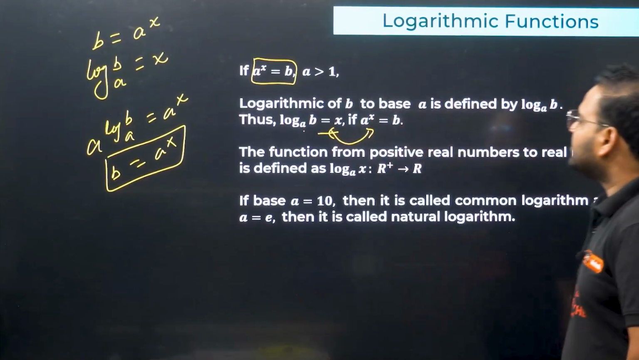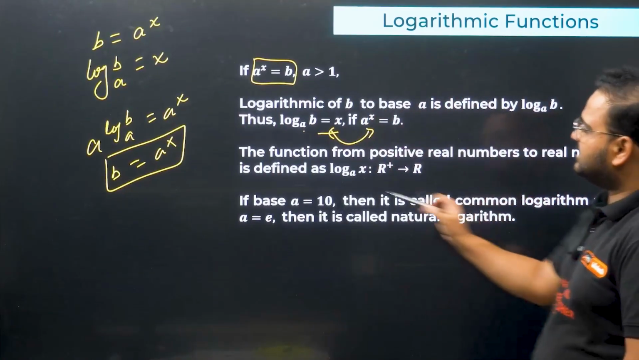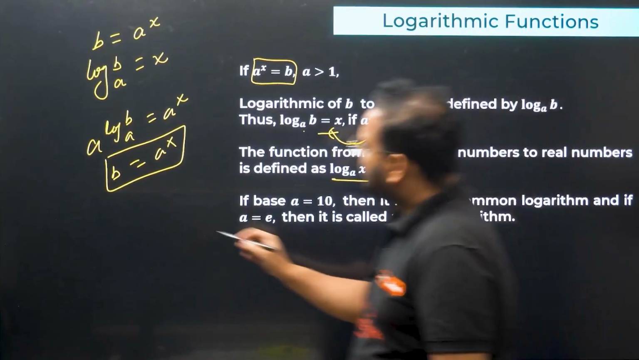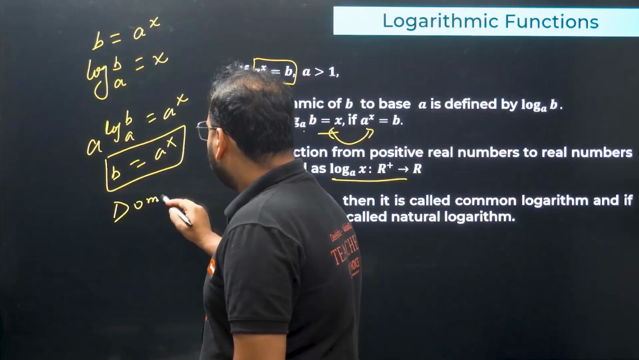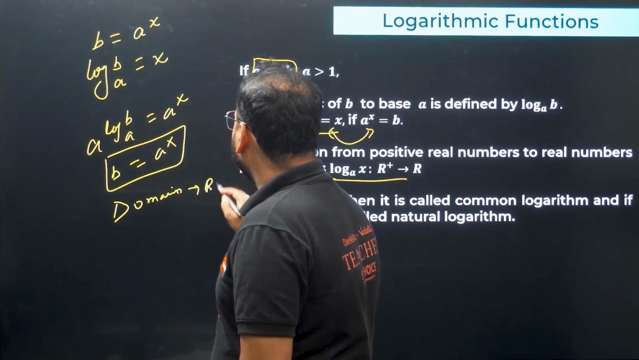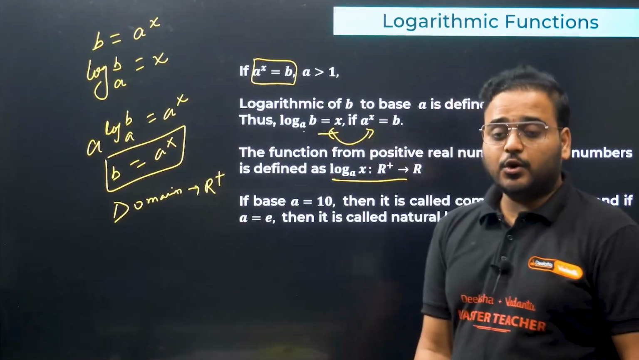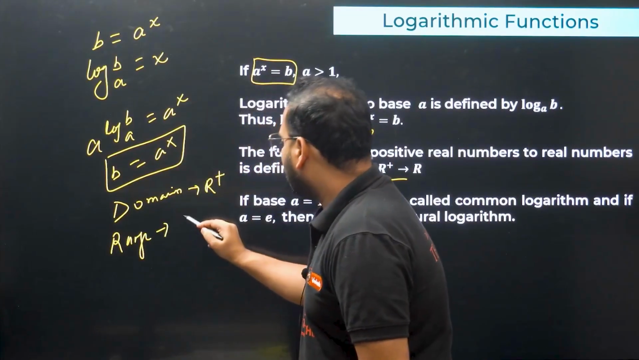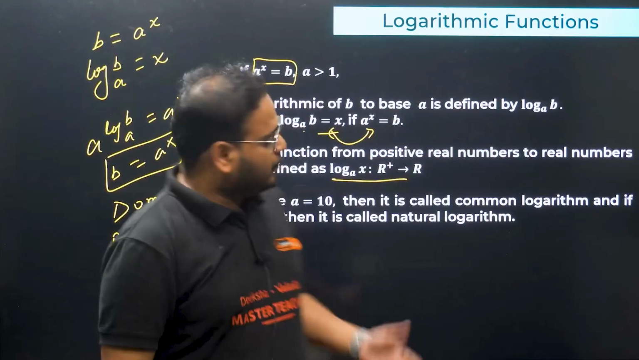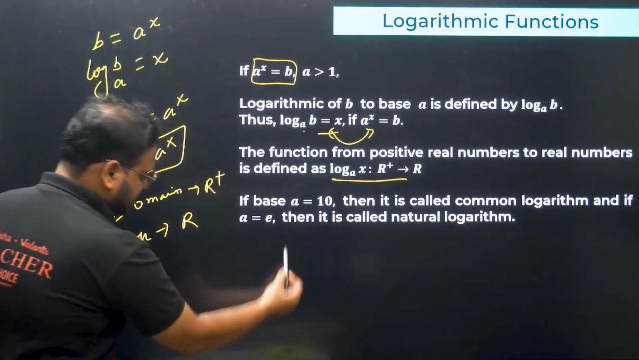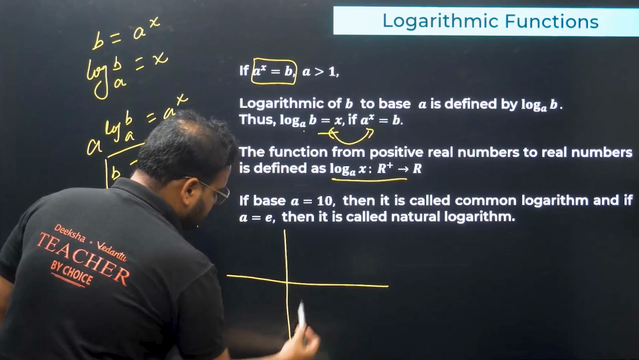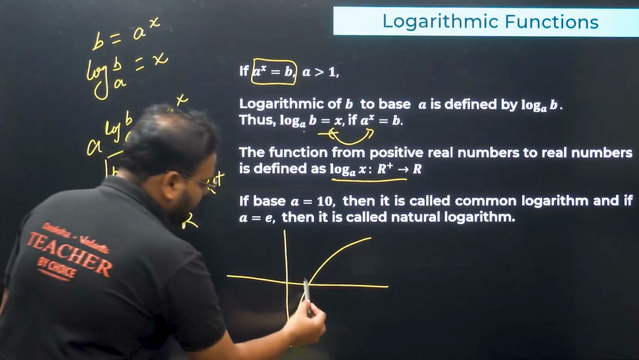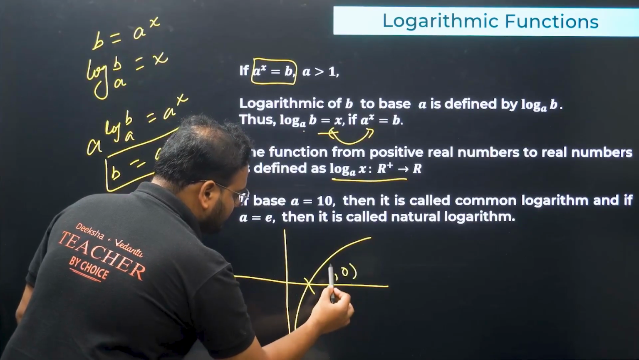Alright. The function from the positive real numbers to real numbers is how the log function is defined. This represents your domain. So what is the domain over here? The domain is positive real numbers. Not 0, not negative. And how about the range? The range is all real numbers. So if we use these two to draw the graph, it comes like this. The graph comes like this, and this point will be (1, 0).